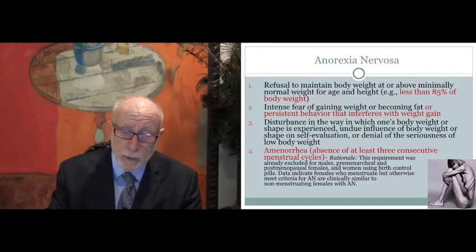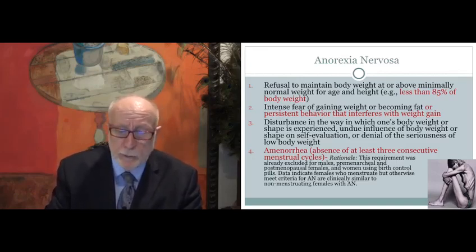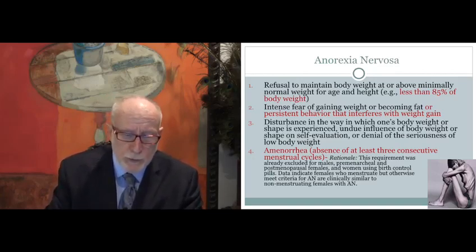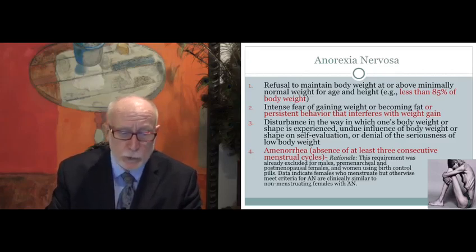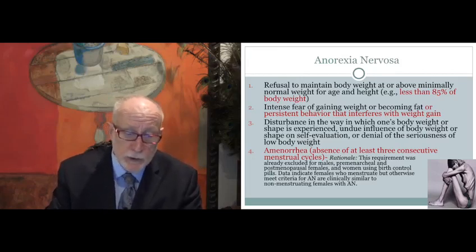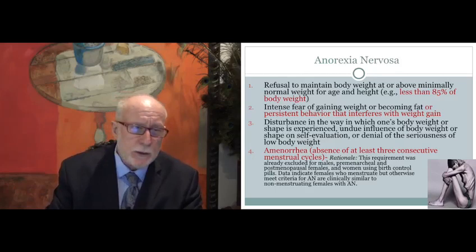Why is that? Well, because the requirement obviously was an irrelevant criteria when it came to anorexia for men and for premenstrual women, as well as post-menopausal females. So there are 3 large classes of people that it couldn't apply to at all, would be a meaningless criteria. Also, women using birth control pills can artificially not have 3 or more consecutive menstrual cycles. And the data, when they looked at it closely, indicate that females who menstruate but otherwise meet the criteria for anorexia are in fact clinically very similar to non-menstruating females with anorexia. So it was a difference that didn't make a difference. It was a criteria that didn't really mean much.